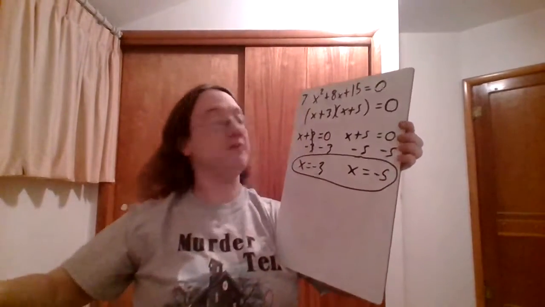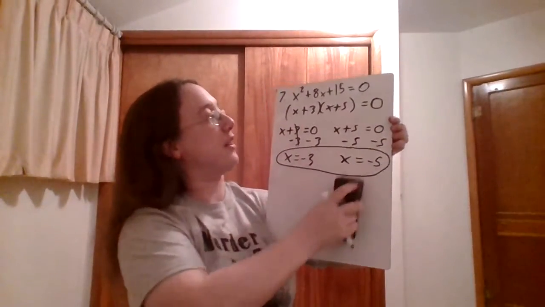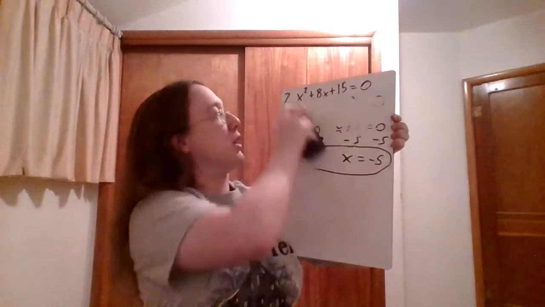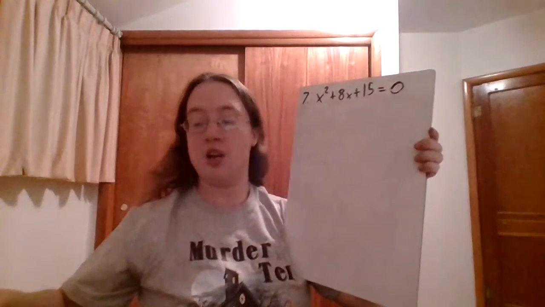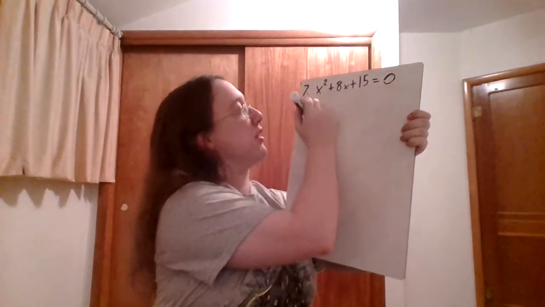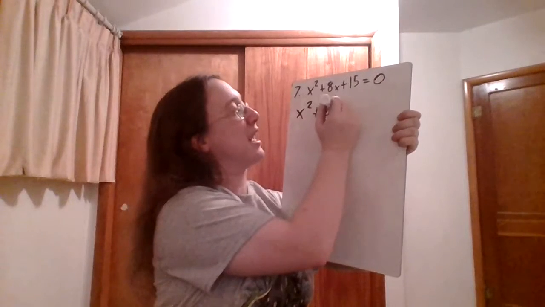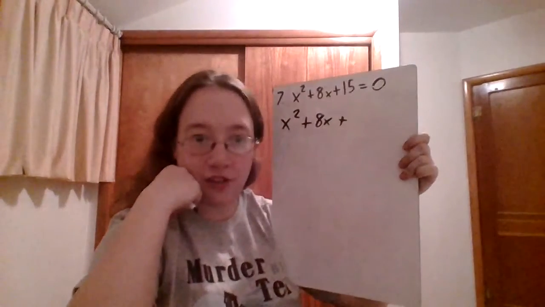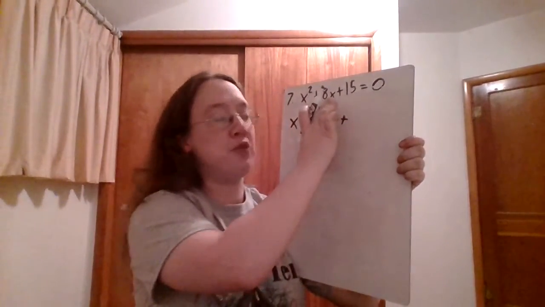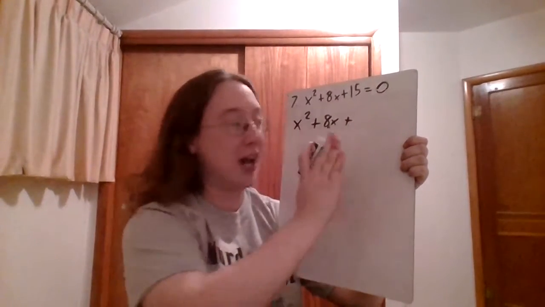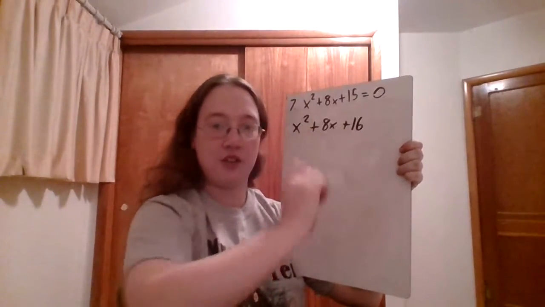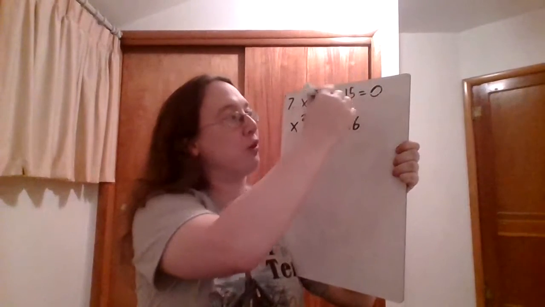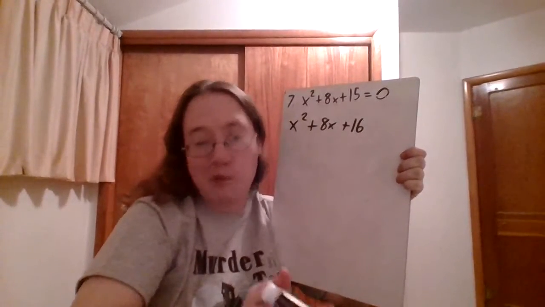You could also jot that down, you could also say, nope, I'm going to complete the square. So if you're completing the square, remember we want to end up with an x squared plus an 8x plus something, and that something is half of your middle number squared. So half of 8 is 4, 4 squared is 16. So we have this, we want this. So the question is, how do we get here from here? Well, if we want to get from 15 to 16, we're just adding 1.